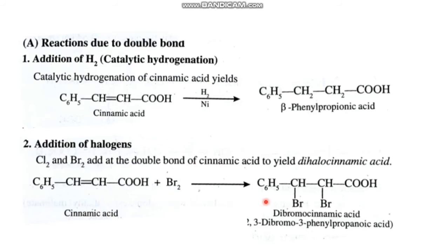We will get dibromocinnamic acid, or 2,3-dibromo 3-phenyl propanoic acid. This reaction is generally carried out in carbon tetrachloride. That is, the cinnamic acid reacts with the bromine in carbon tetrachloride, or CCl4. We will get this one, dibromocinnamic acid, or 2,3-dibromo 3-phenyl propanoic acid.